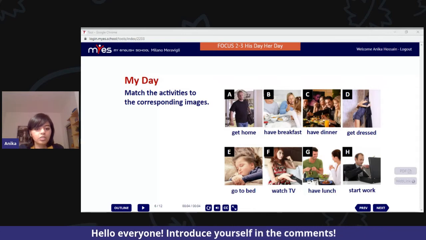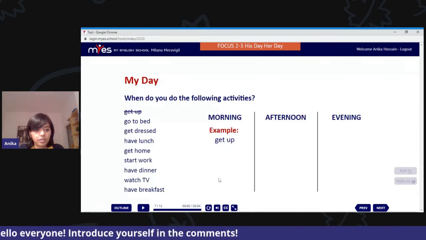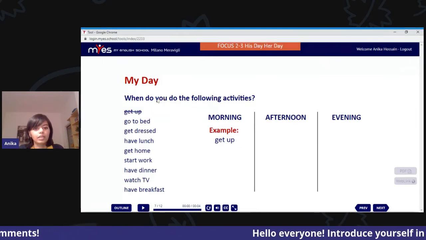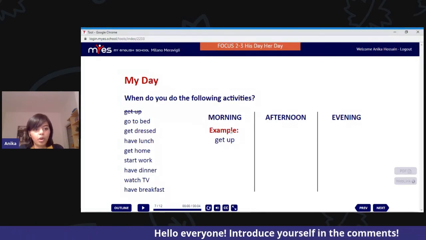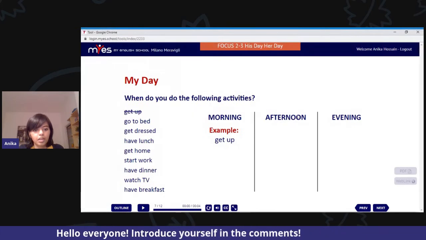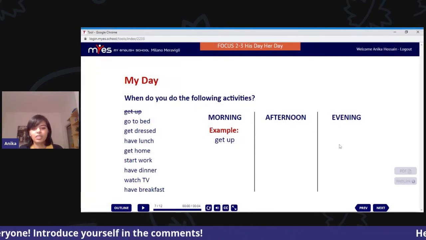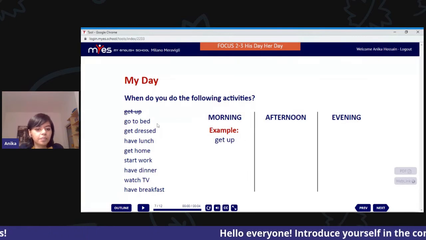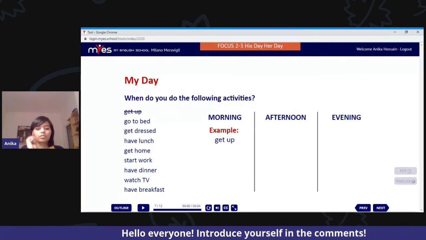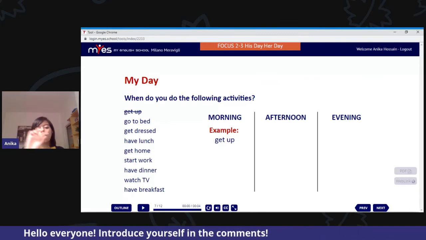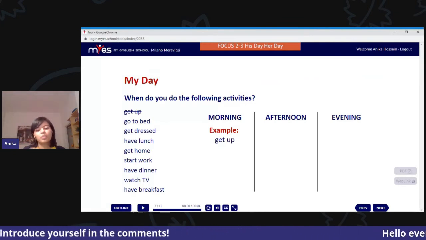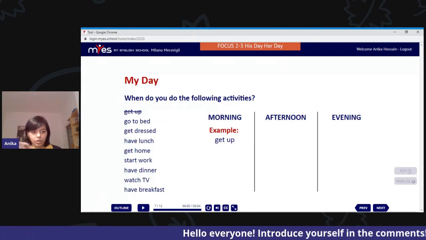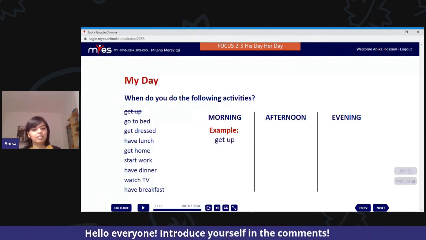Okay, so moving on to our next task here. Let's do this exercise. When do you do the following activities? So we have morning, afternoon, evening. So it's a lot to write everything in the comments, but okay. If you know the answers, write morning and all of them together. One by one can take a lot of time. So morning, write everything, afternoon, and evening.